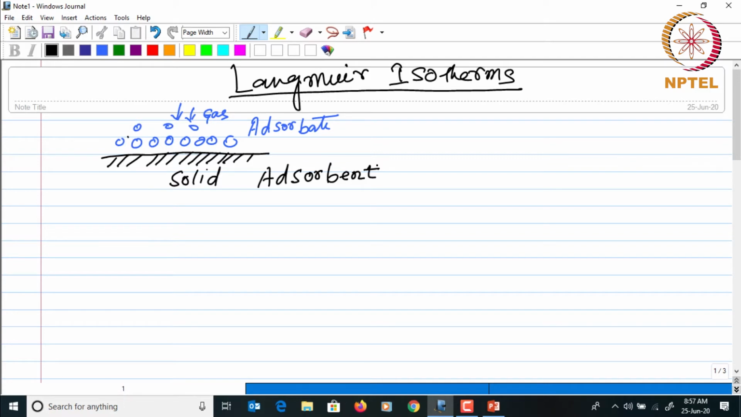It basically describes the relation between the volume of a gas adsorbed on a solid surface and the pressure of the gas at constant temperature. So this is all about the relationship between the gas pressure and the volume of the gas which is being adsorbed on a solid surface. Okay. So let us see how these isotherms are derived.